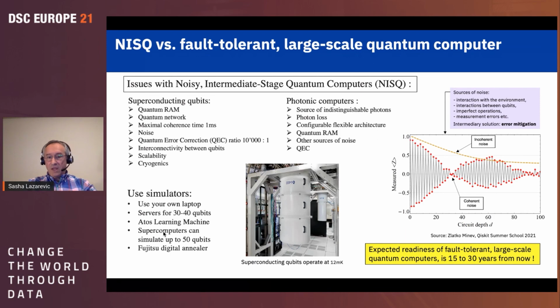So having in mind the progress, it is great, but it's not enough. And we are really far away from having a fault-tolerant quantum computer. It's very difficult to forecast when this will arrive. Some people are optimistic, some pessimistic. I don't know if I have to put some numbers here, but I just decided to put a range of 15 to 30 years from now.